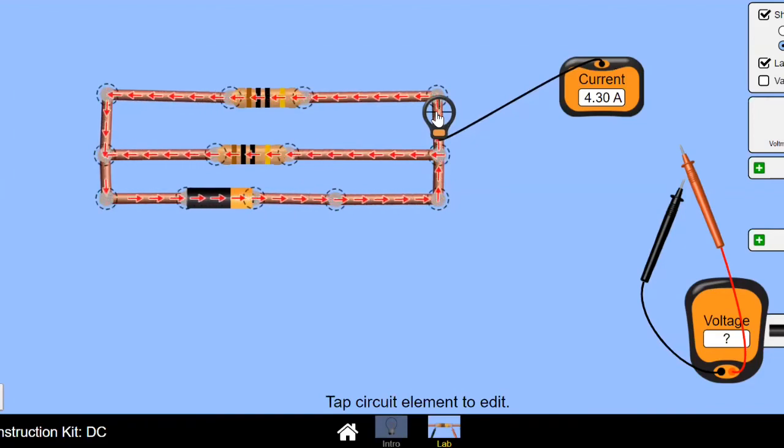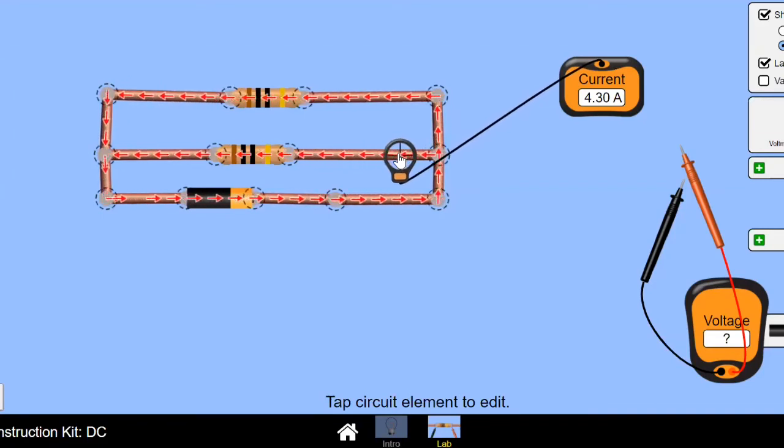4.30 going out here, and 4.30 going out here. The sum of out is 8.60. So 8.60 in, 8.60 out, sigma I equals 0.